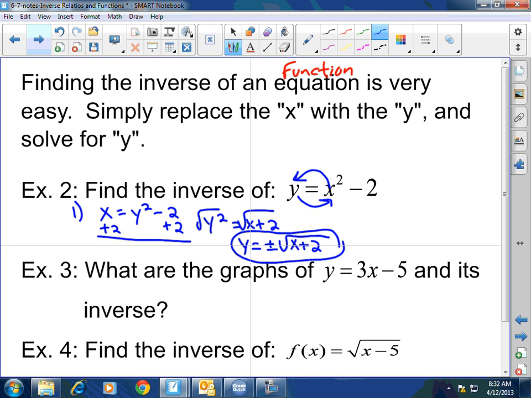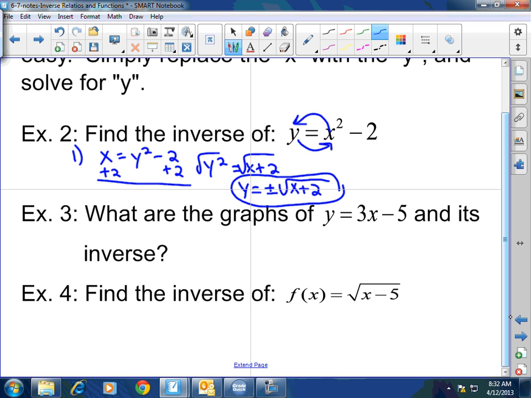You just switch the x and the y and you solve. Literally. Does that make sense, boys? Okay. So what are the graphs now of the inverses? What are the graphs of y equals 3x minus 5 and its inverse?